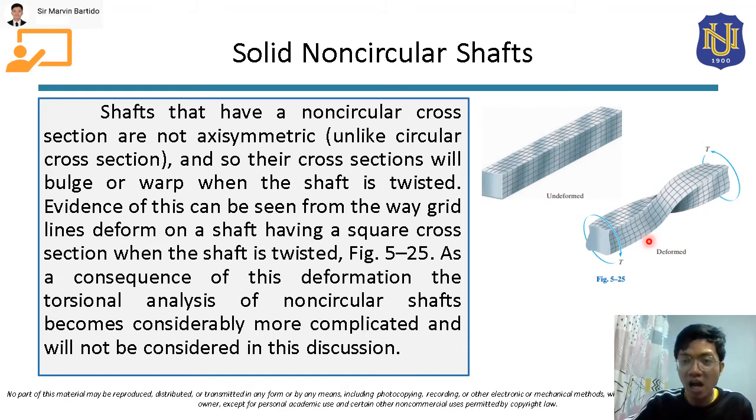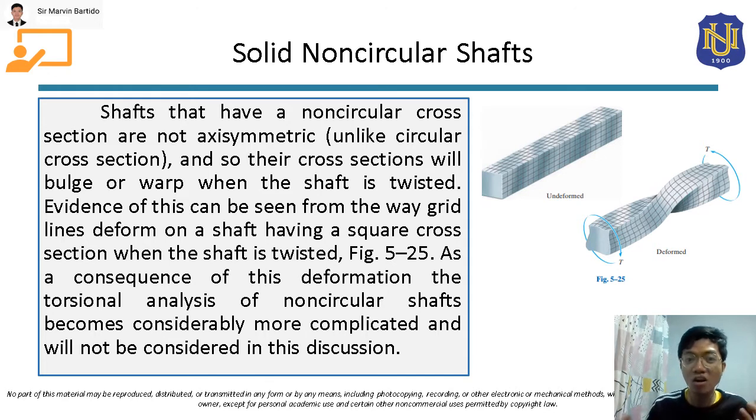Also, its cross section, as you can see here, warps. It also bulges in or out, and it also changes in its shape. As you can see, it's no longer a square cross section, right? Unlike a circular cross section, which will still remain circular even if it is twisted. So here, class, this is different.